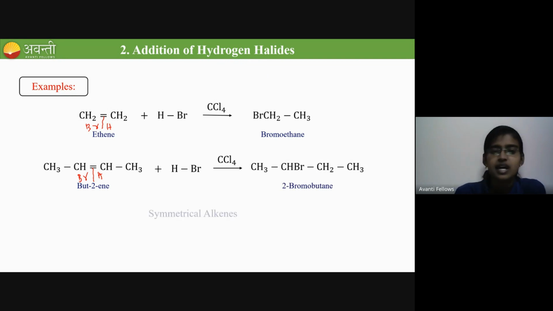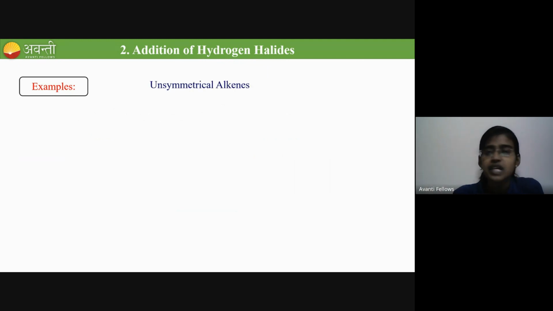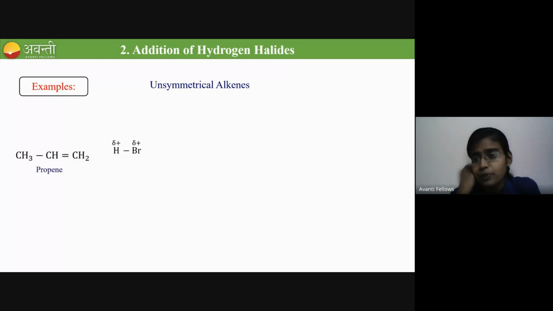So all these are symmetrical alkenes, so we can add it in either way. It is 1, 2, 3, 4, and to the second carbon, bromine is attached. So it is called 2-bromobutane. And what about unsymmetrical alkenes? What will happen in case of unsymmetrical? So let me take an unsymmetrical alkene for you. I have taken propene as an unsymmetrical alkene.